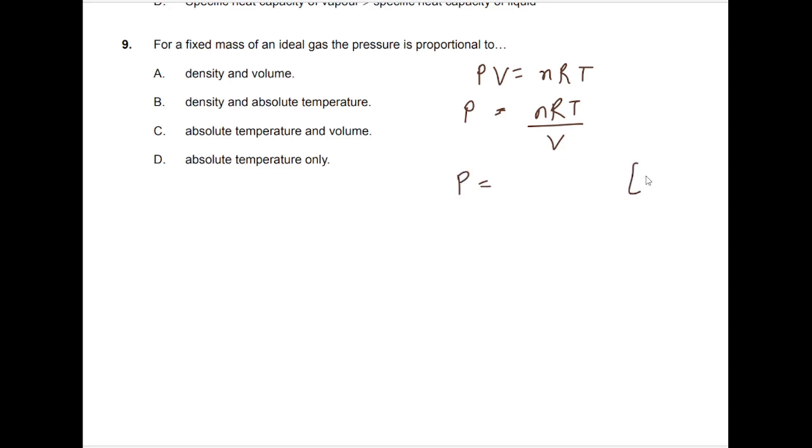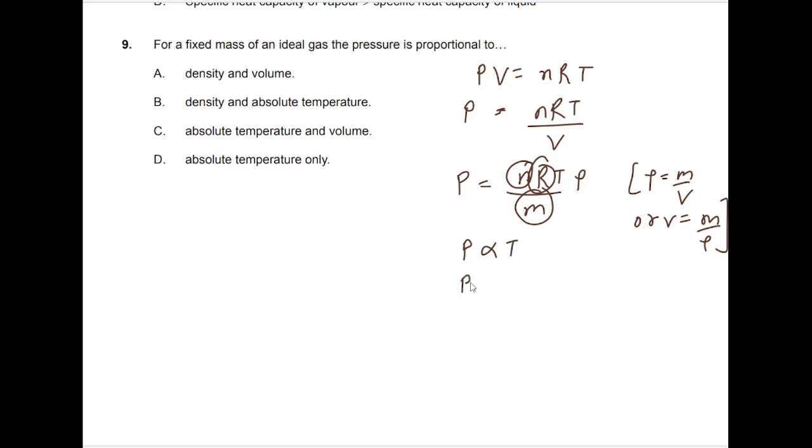Now, I know density is mass over volume, or I can write volume is mass over density. So, I am just substituting this value of volume over here. This is mass over density. This density goes in the numerator. Now, just solving this equation. n is constant, mass is constant, R is constant. That means the pressure is proportional to T, and pressure is also proportional to density. So, it is proportional to absolute temperature and density, that means B is the correct option.